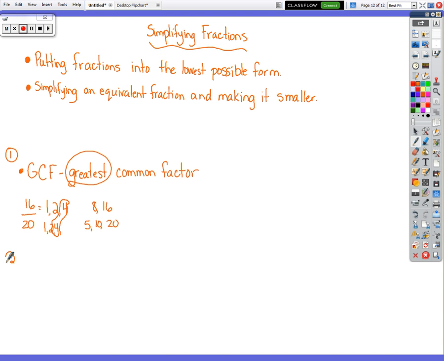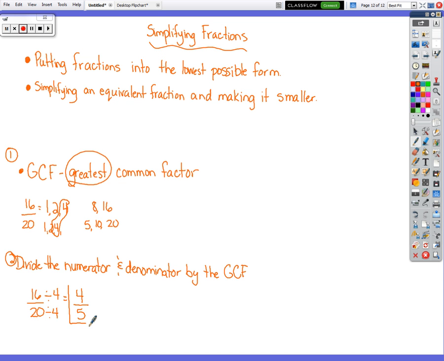So step number 1 is to find your greatest common factor. Step number 2 is to divide the numerator and the denominator by that greatest common factor. Divide the numerator and denominator by the GCF, greatest common factor. Okay, so I'm going to take my 16/20ths. 4 is my greatest common factor. I'm going to divide them both by 4. 16 divided by 4 is 4. 20 divided by 4 is 5. So 4/5 is equivalent to 16/20ths, and it is in simplest form.